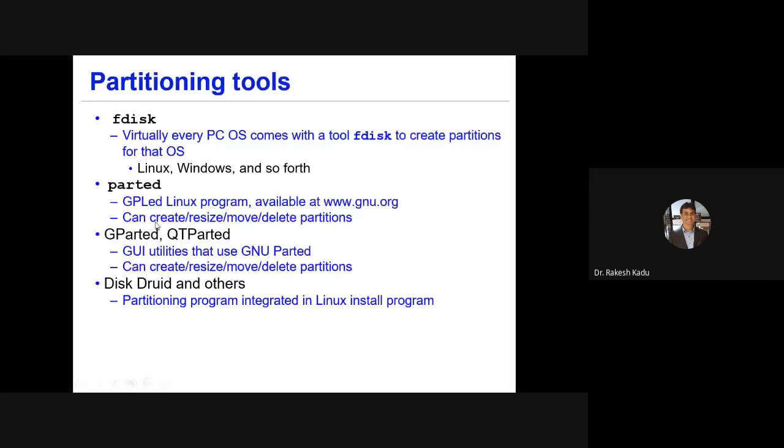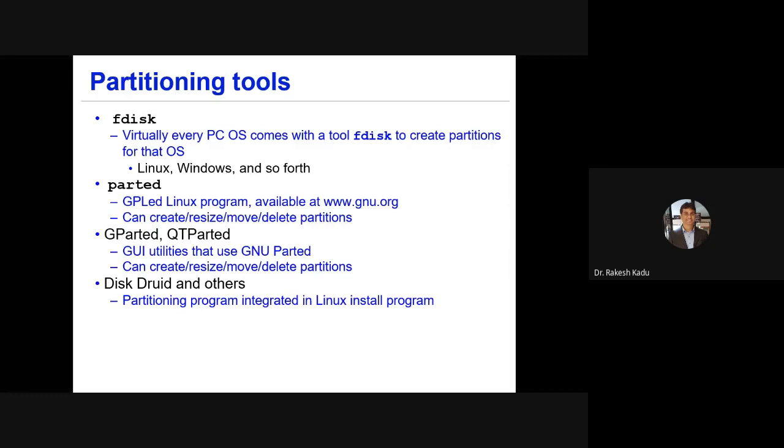This is the most popular and most used tool for creating partitions, and every operating system provides this tool. fdisk is built in. Virtually every PC OS comes with fdisk to create a partition for that OS. Linux has the same tool, Windows has the same tool for creating partitions. Other tools are parted, gparted, and tp-parted. These are different tools which are also available, and you can download and use them.